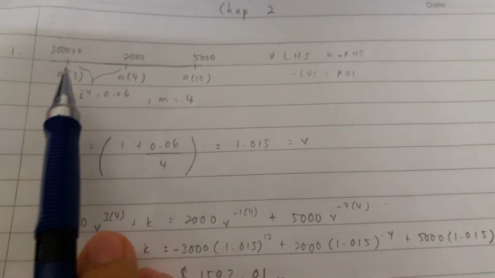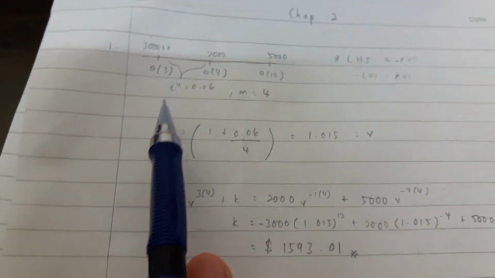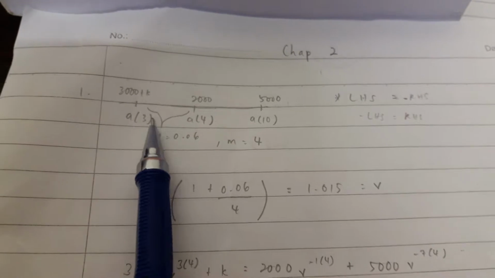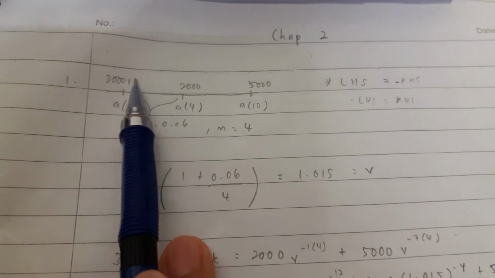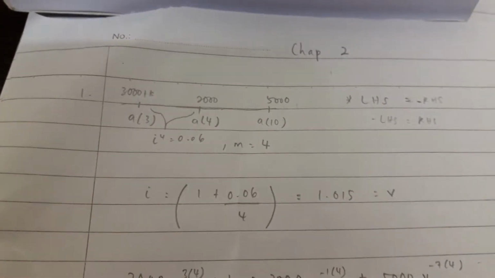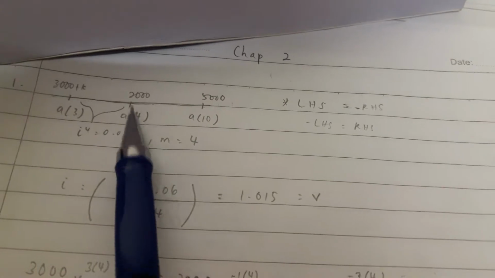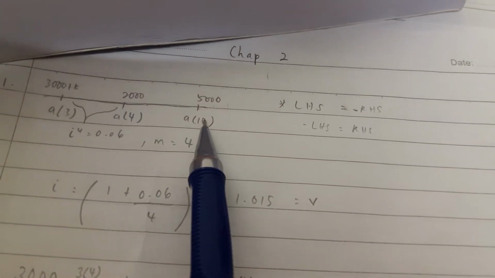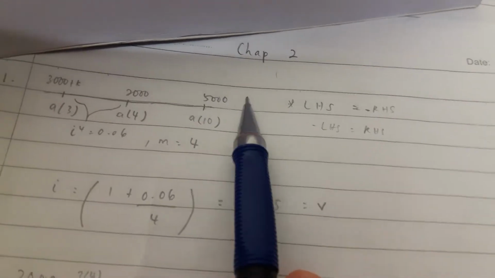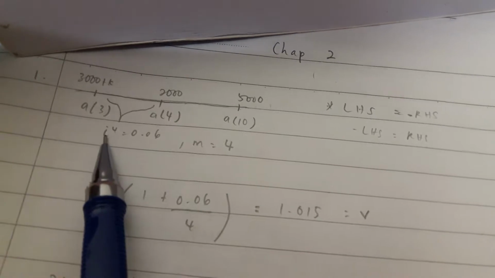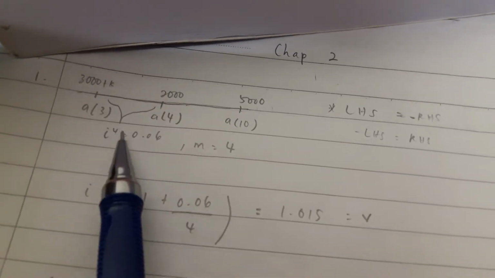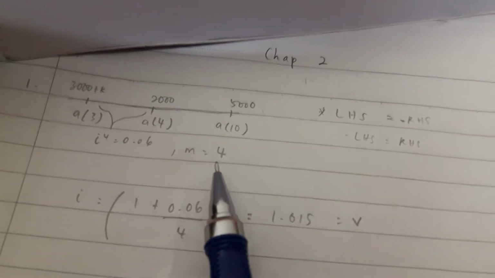first we'll draw the timeline. For time 3, for the 3 years, we'll put 3,000 and then plus k because it's an additional payment. At time 4 we put 2,000, and at time 10 we put 5,000. And the interest rate i is equal to 0.06, and by that we know that m equals 4.